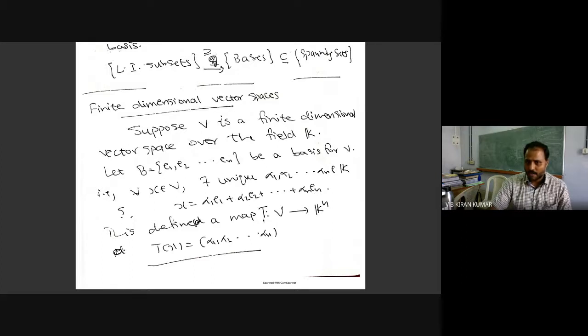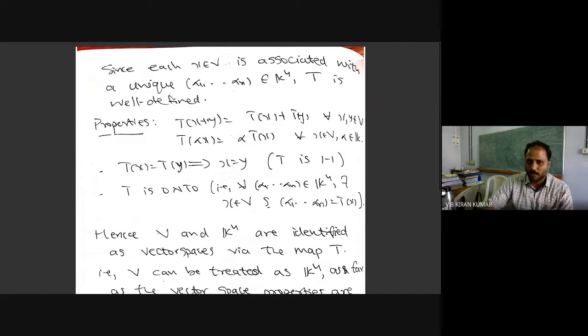So you have a linear map here. This gives you an n-tuple, say alpha 1, alpha 2, etc., alpha n. So this gives rise to a map from V to K^n, that is T of x equal to alpha 1, etc., alpha n. This tells you that this map also preserves the linear structure of the space. Therefore, every finite dimensional vector space over K can be treated as K^n. That is easy in this way.